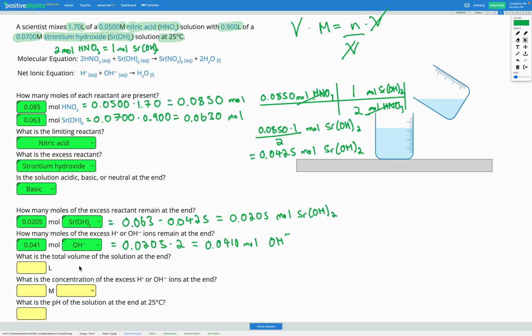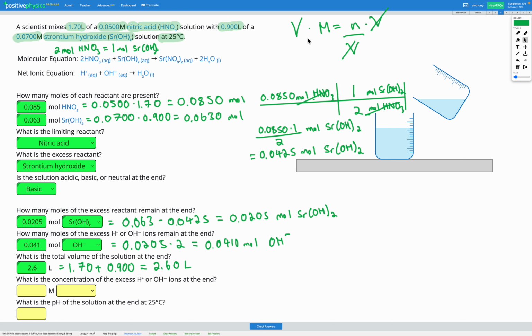Next, to figure out the total volume of the solution at the end, we had 1.7 litres of nitric acid and 0.9 litres of strontium hydroxide. So we're going to have to add that together. We've got 1.70 plus 0.900. That's going to get us a total volume of 2.60 litres. Let's fill that in here. Okay, great. So we know the moles of hydroxide ions. We know the volume of the solution.